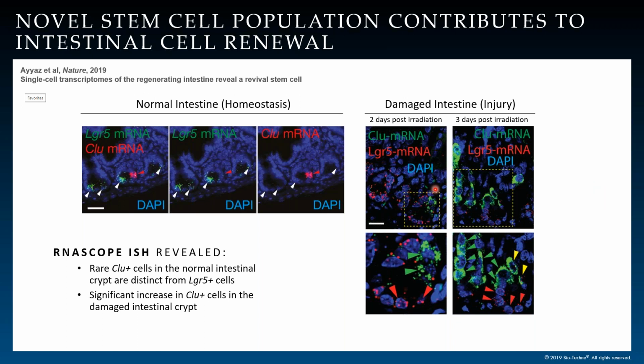But upon irradiation, that is injury of the intestinal stem cells, what they observed was that the expression of clusterin in this particular tissue dramatically increased upon injury, indicating that expansion or renewal of injury-associated intestinal epithelium might be driven by the clusterin-positive stem cells. As you can see, post-irradiation day 3, the expression of clusterin is significantly higher compared to LGR5.